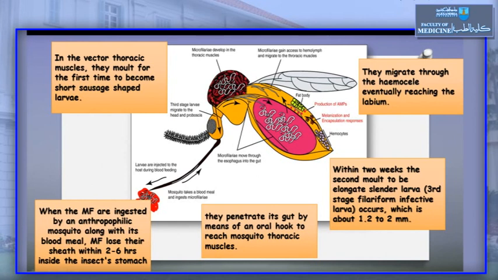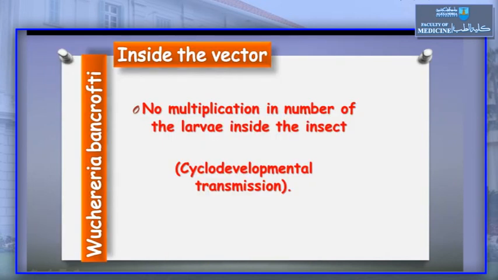So at this time, when the mosquito feeds on another host, it will infect him by the third stage filariform larva. So inside the vector, it is a cyclo-developmental transmission. This means there is no multiplication in the number of the larvae inside the insect.